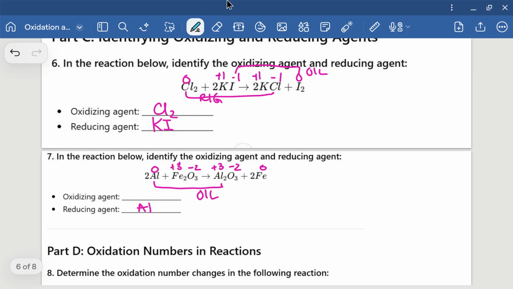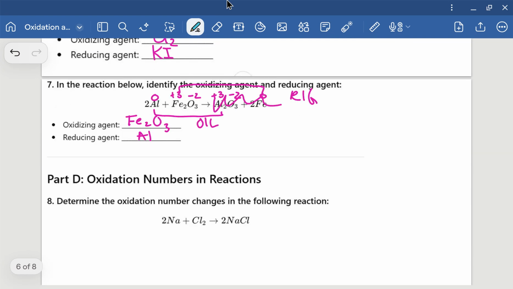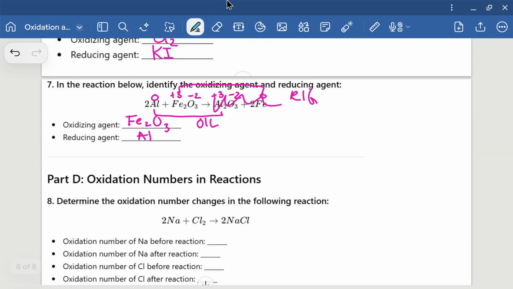And iron is going from +3 to 0. So that had to gain electrons to neutralize those positives. And if you're undergoing reduction, you are an oxidizing agent. So just write down that whole compound. Again, to emphasize, pick reactants, not products. It's your reactants that are actually reacting, and those are your agents.